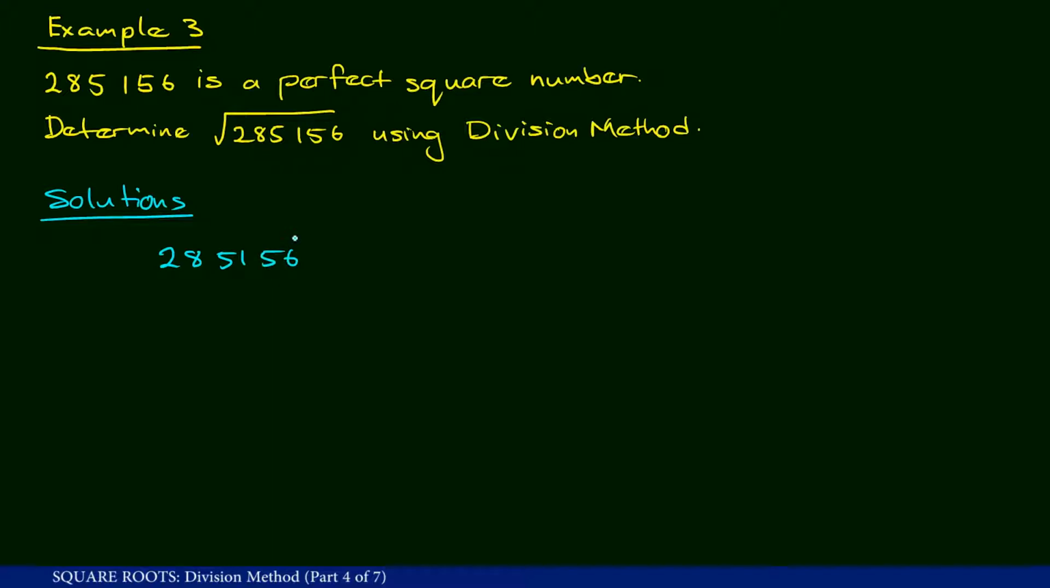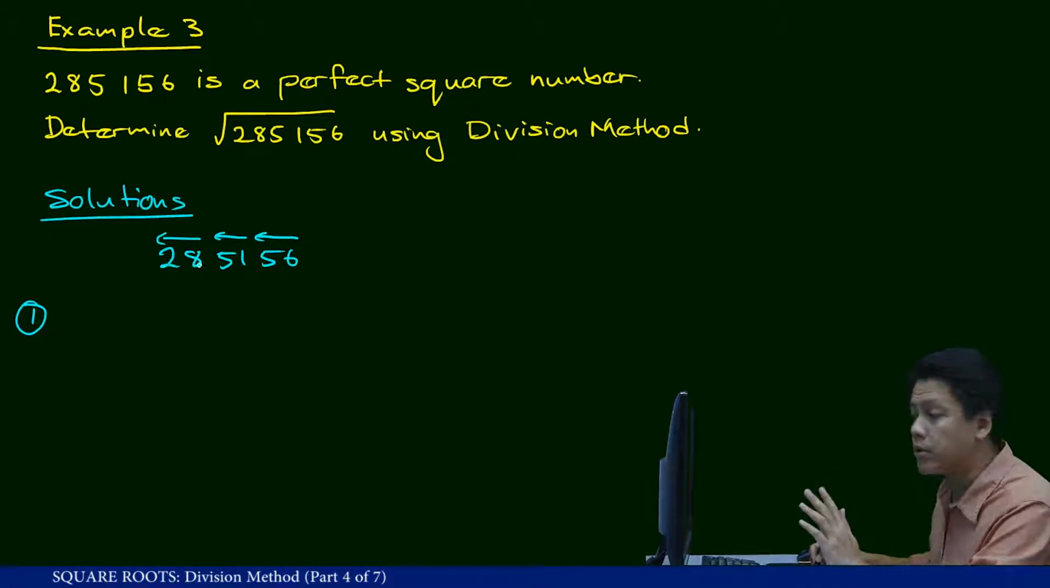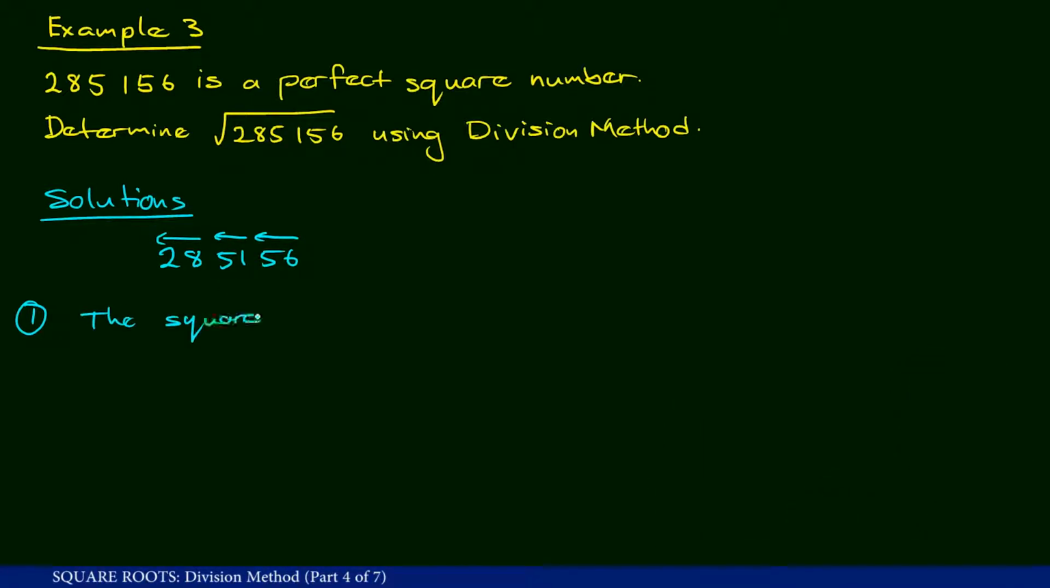285156. So the pairs start from the right. So this is the first pair, the second pair, and the third pair. Remember the first thing, because there are 3 pairs in this number, that means the square root is going to be a 3-digit number. So we are applying the lesson that we have learned from the previous video.